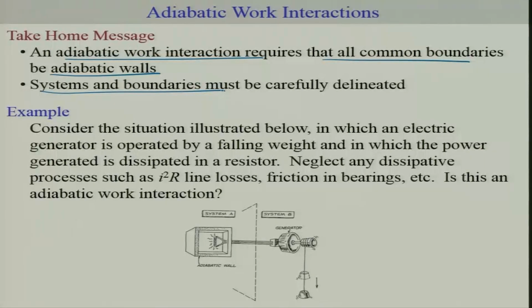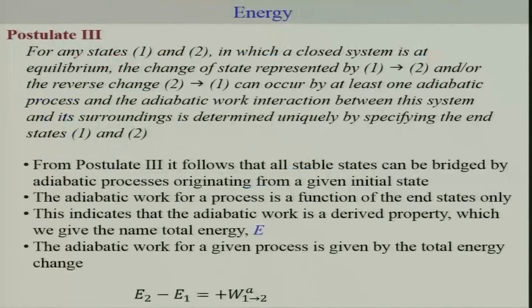Now, consider this example which you can easily solve. The situation here is below. You have a generator, you have a pulley system here, and this generator is operated by a falling weight, in which the power generated is dissipated to a resistor. So, if you neglect any dissipative processes such as I R square, then will this be an adiabatic work interaction? And the answer is yes, you can convert this by the drum and weight scenario.